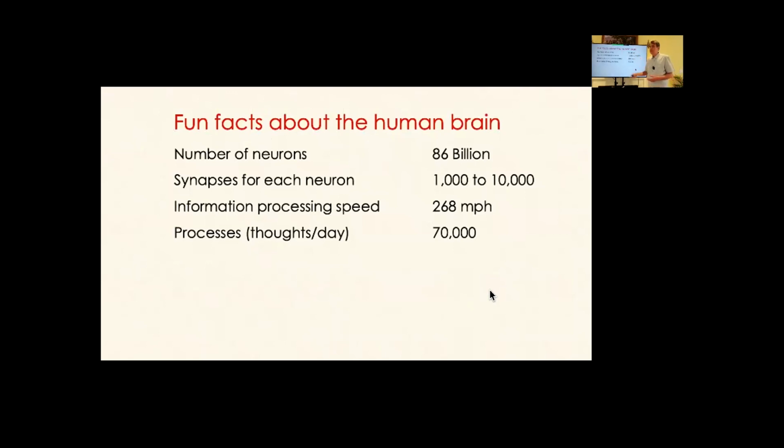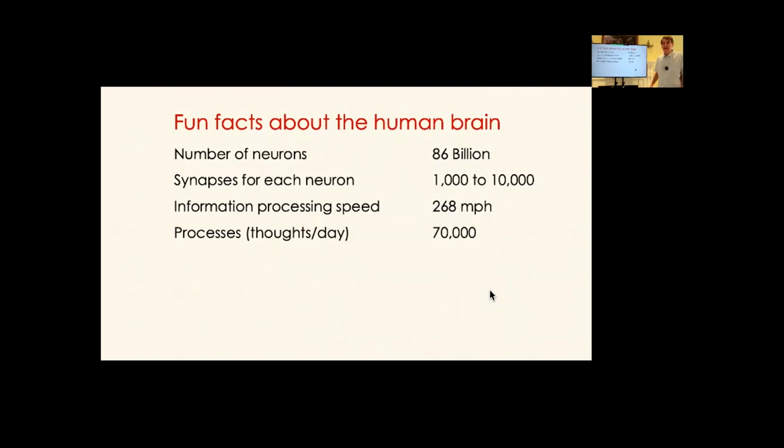You've got 86 billion neurons in your cortical activity. Some people say, well, whales have more neurons, and they do, but that includes all the neurons that make up their nervous system. In cortical terms, humans have the best number, 86 billion. So that's a lot. The synapses for each neuron, the connections that each one is making, is between 1,000 and 10,000 other connections with other cells. How on earth is that all set up? It's incredible. Processing speed is about 268 miles per hour.